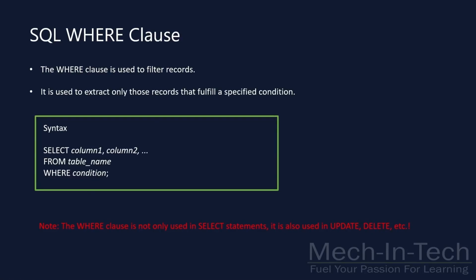So in this video, we are going to see the SQL WHERE clause. The WHERE clause is used to filter records. It is used to extract only those records that fulfill a specific condition. So I will give you an example so that you can relate to it more.